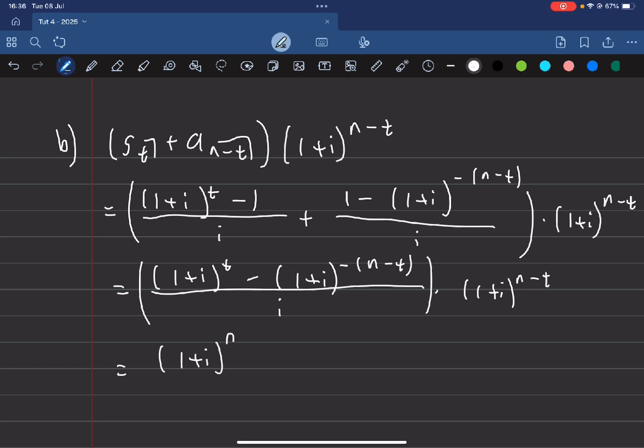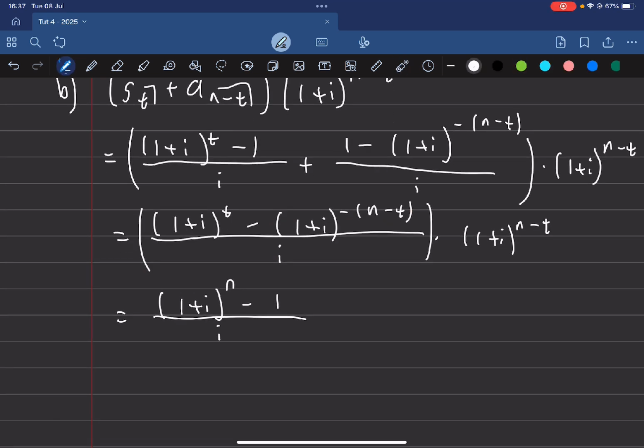And, okay, so minus. And when you multiply this by this, again, the exponents are going to cancel. So you get negative n plus n, that cancels. And then t minus t, that also cancels. So that's all just going to become 1, because it'll basically be 1 plus i to the power of 0, which becomes 1. And that's all over i.